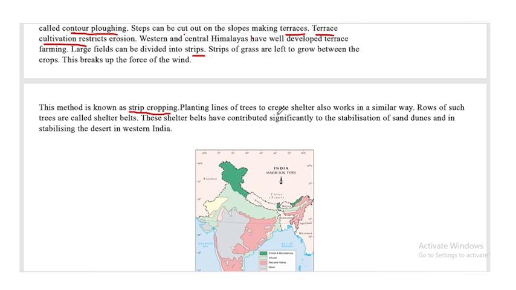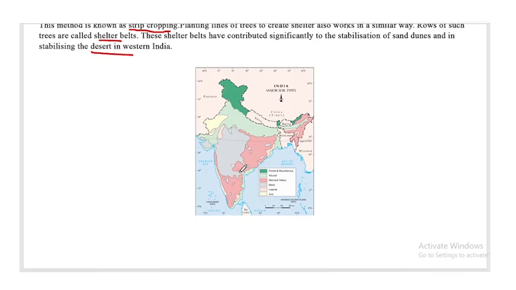Planting lines of trees to create shelter also works in a similar way. Rows of such trees are called shelter belts. So these shelter belts have contributed significantly to the stabilization of sand dunes and in stabilizing the desert in western India. Okay, so this is about this chapter.